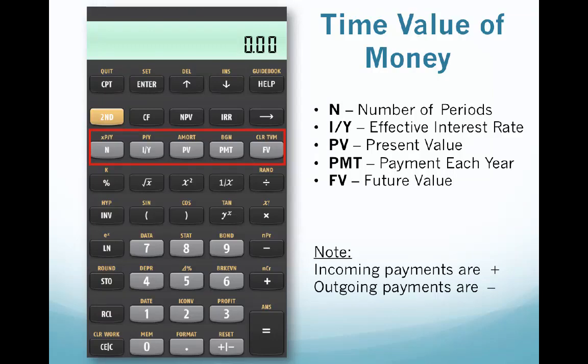Now let's look at how to solve time value problems using the financial calculator. To solve time value problems, notice there are 5 time value of money keys in the third row. N stands for number of periods. I/Y stands for effective interest rate. PV stands for present value. PMT stands for payment each year. And FV stands for future value.